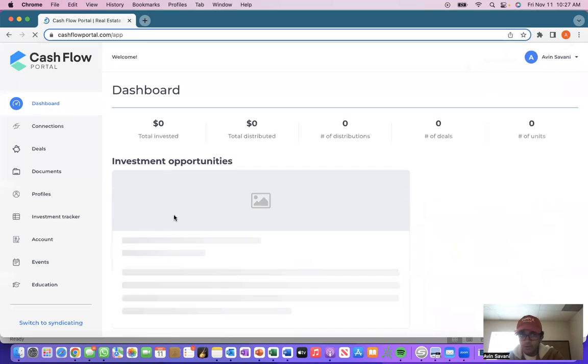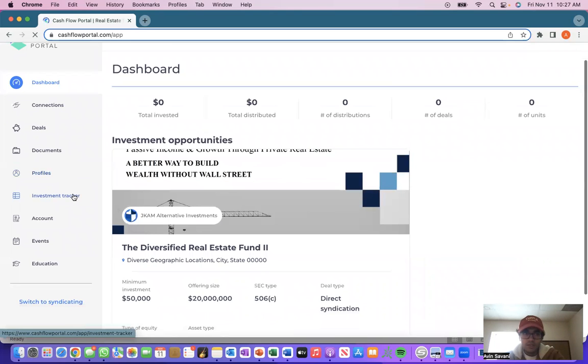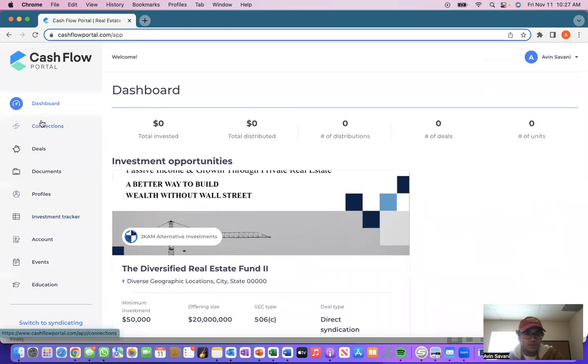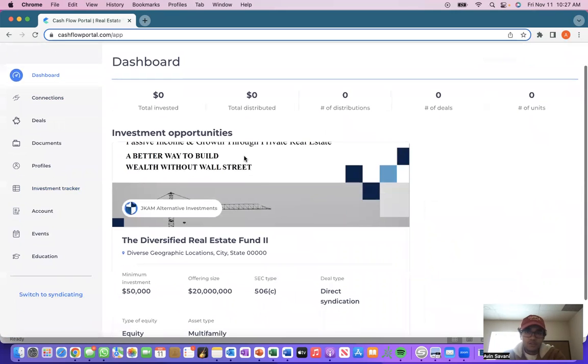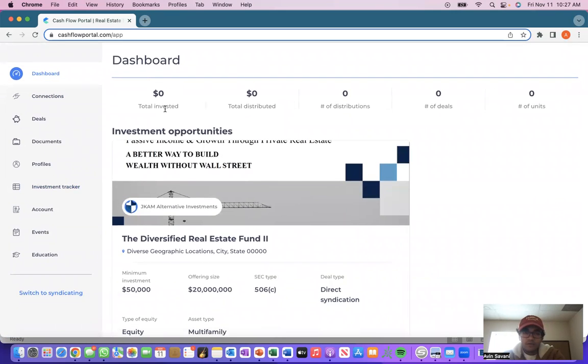As we go to the investing and syndication side of it, you'll see here all of your investment opportunities show up here. Total dollar invested, total distributed, number of distributions, number of deals, number of units. So a good thing to keep in mind about this is that they're only going to charge you as you raise equity.